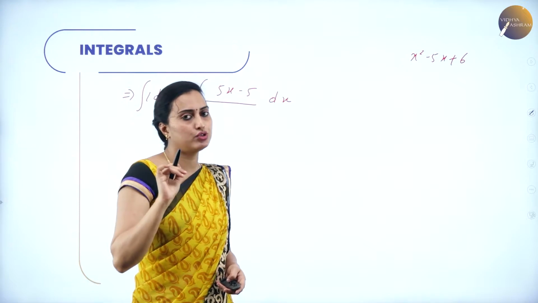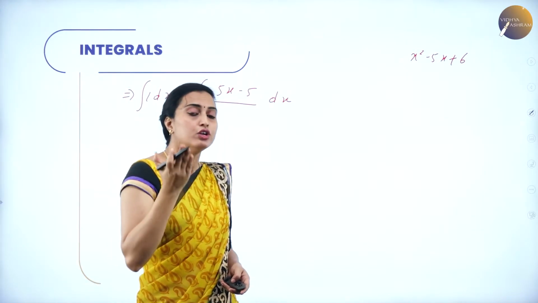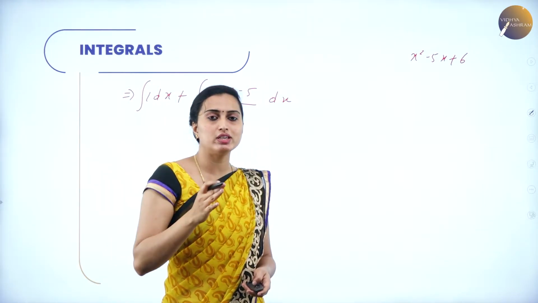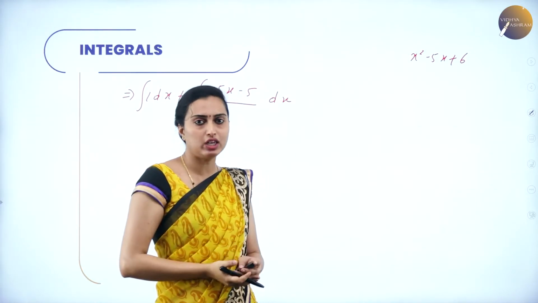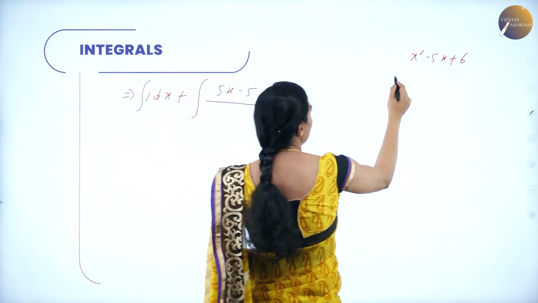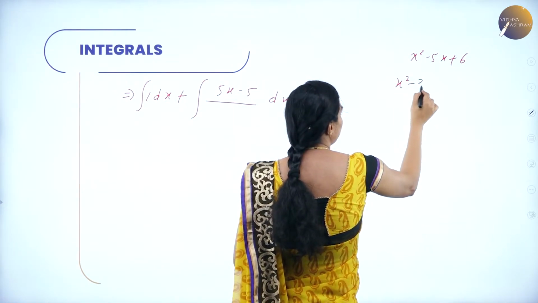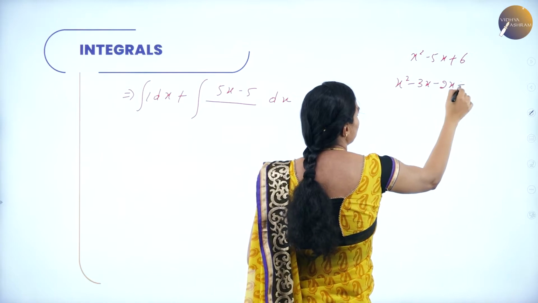If you add, you should get minus 5. Add or subtract. Now minus 3 into minus 2 is nothing but plus 6. Minus 3 minus 2, if you add, minus 5 you are going to get. Therefore 3 and 2 are the factors. x squared minus 3x minus 2x plus 6.